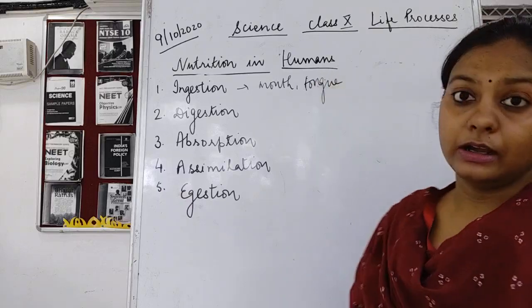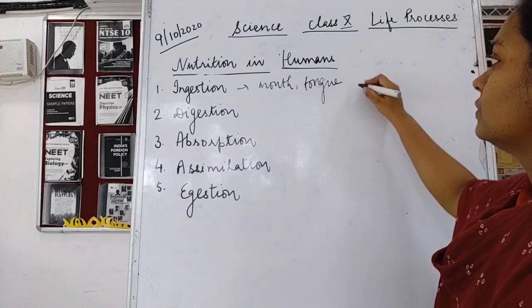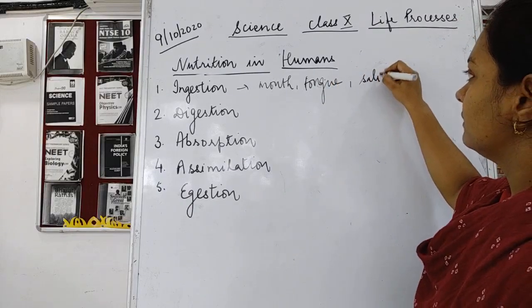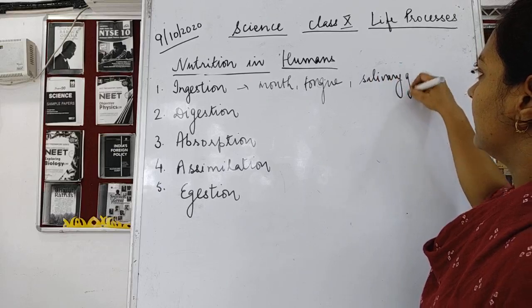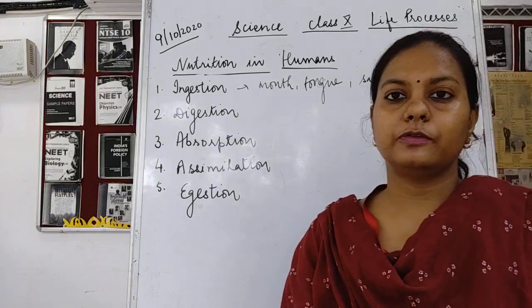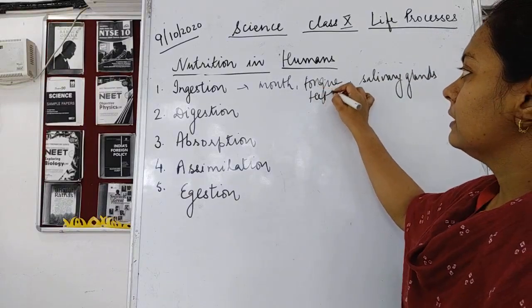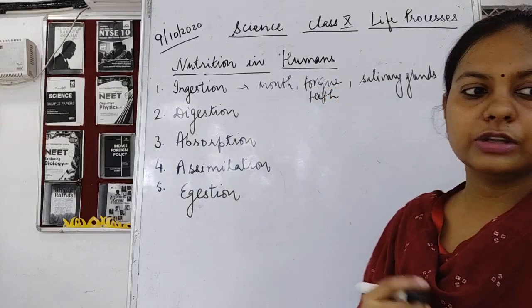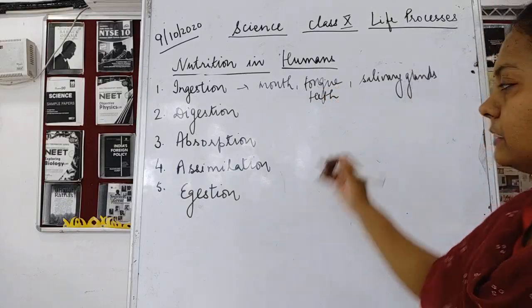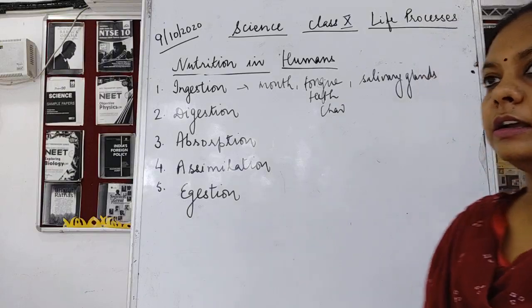With the help of the tongue, the food is going to get mixed inside, and also with the help of the salivary glands. Salivary glands are also responsible for this. So the mouth consists of tongue and teeth, and they help in chewing of the food. We chew with the help of the mouth, tongue and teeth.